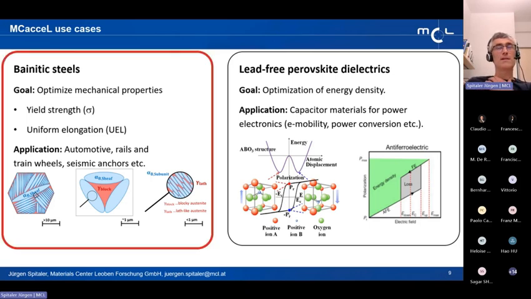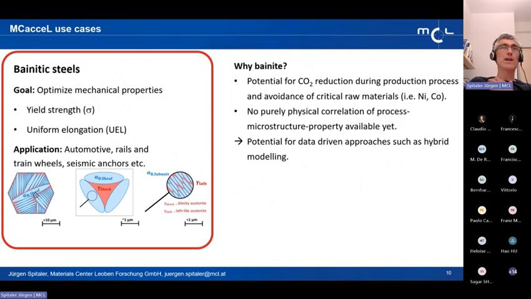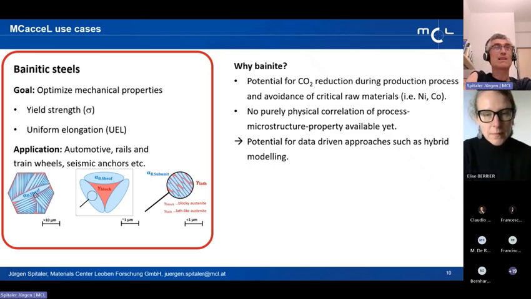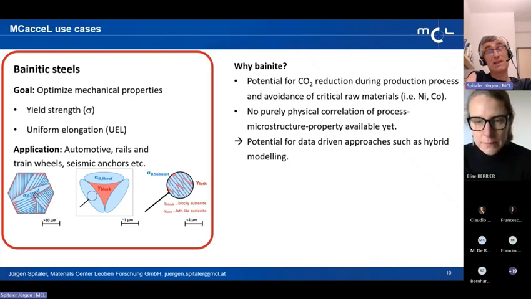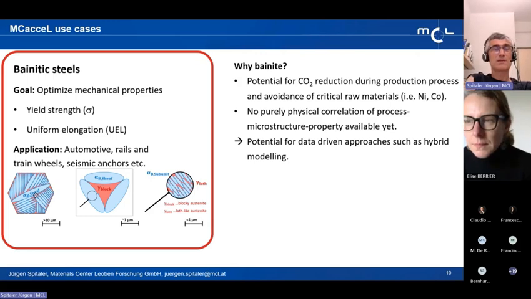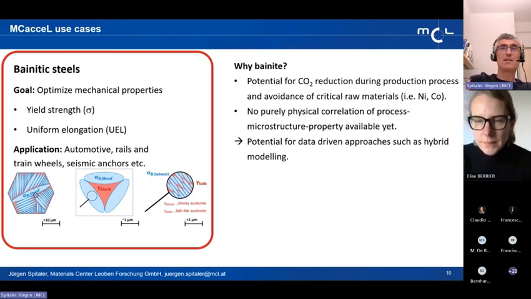And a few more words on why bainite for building up an artificial intelligence-based materials development infrastructure. First of all, they really have an impact. Maybe you know that materials production and the whole value chain of materials is responsible for 50% of the greenhouse gas emissions, for example. That means if you do better in producing materials, and steels are a very important material in that sense, you have a strong leverage also for having an impact on the environment.